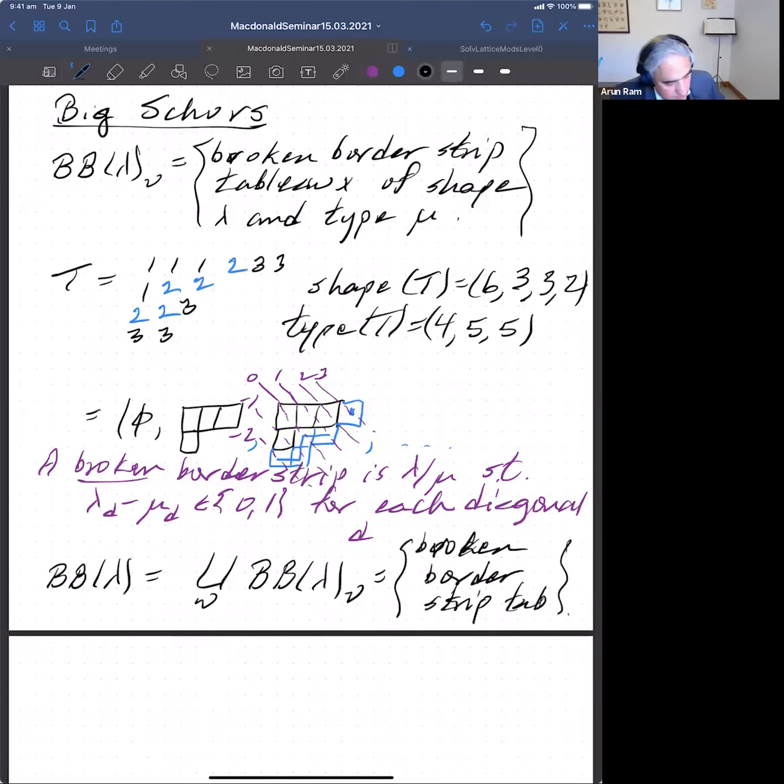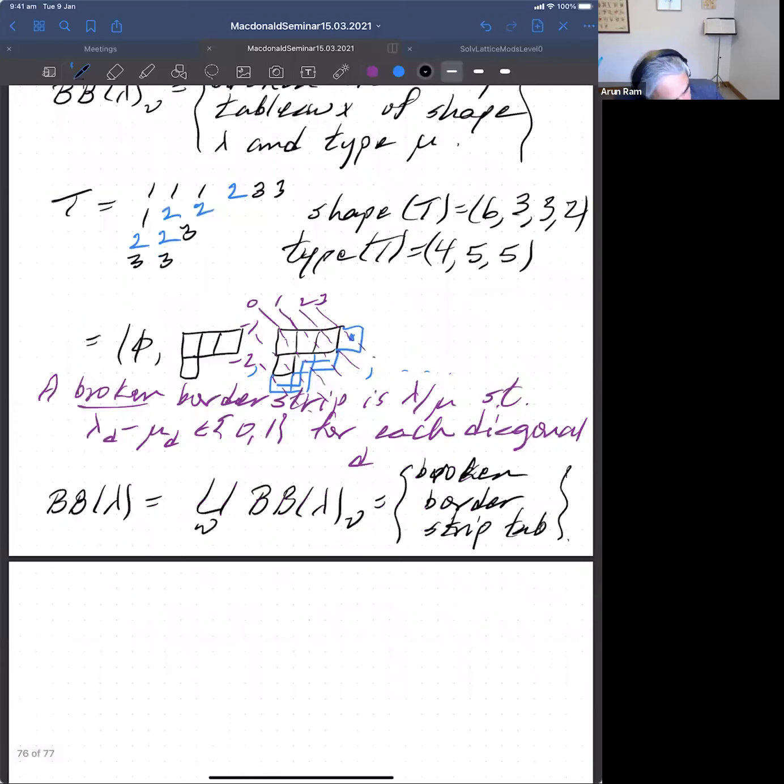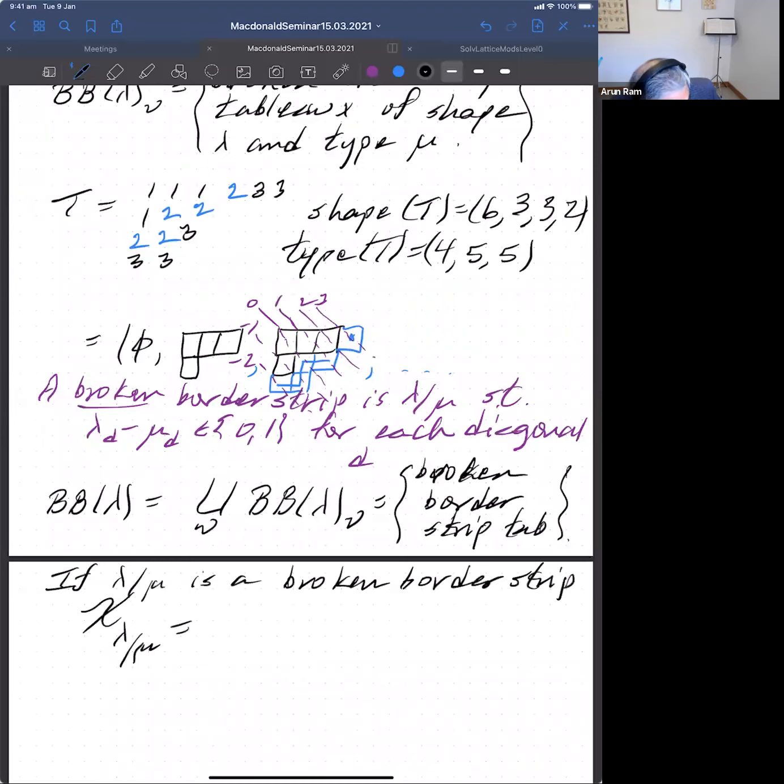Okay, so now we define a statistic on these. The statistic is as follows. If you have a single broken border strip, so if lambda slash mu is a broken border strip, then we define chi of lambda slash mu to be (1 minus t) to the number of connected components, times the product over the connected components of (minus t) to the number of rows minus 1.